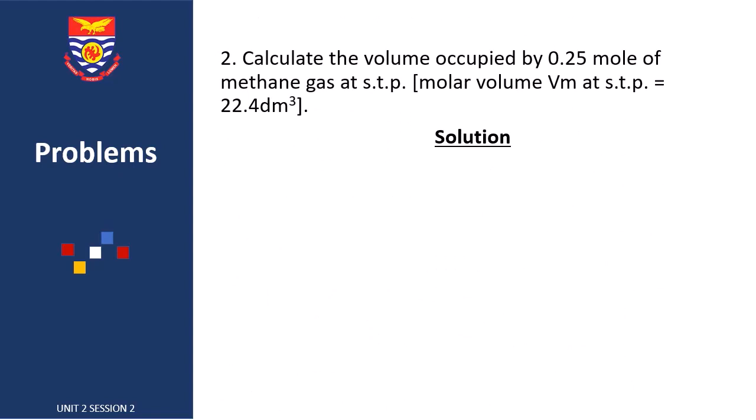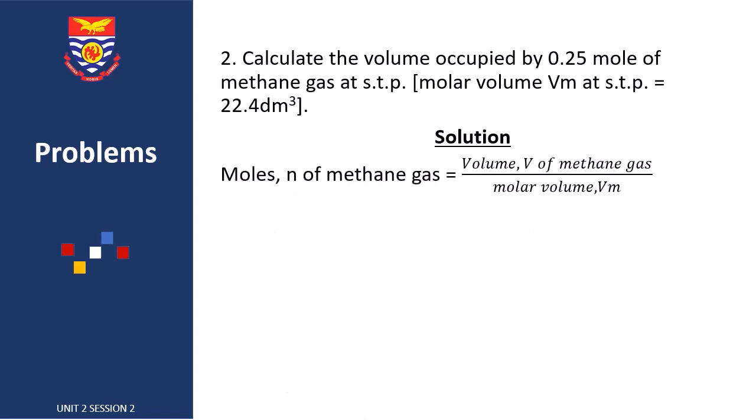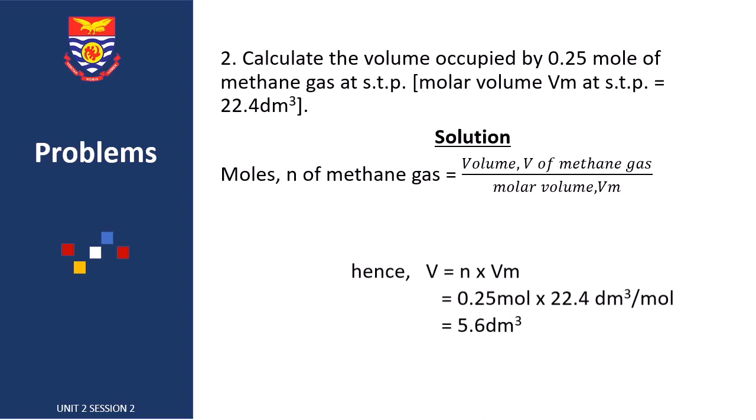Another example has got to do with molar volume. We are to calculate the volume occupied by 0.25 moles of methane gas at STP. So we proceed with this. We go back for our relation. Number of moles is given as volume over molar volume. So let's see if we have been given the parameters. We have been given the number of moles, which is 0.25. The molar volume is a constant there, which is 22.4.